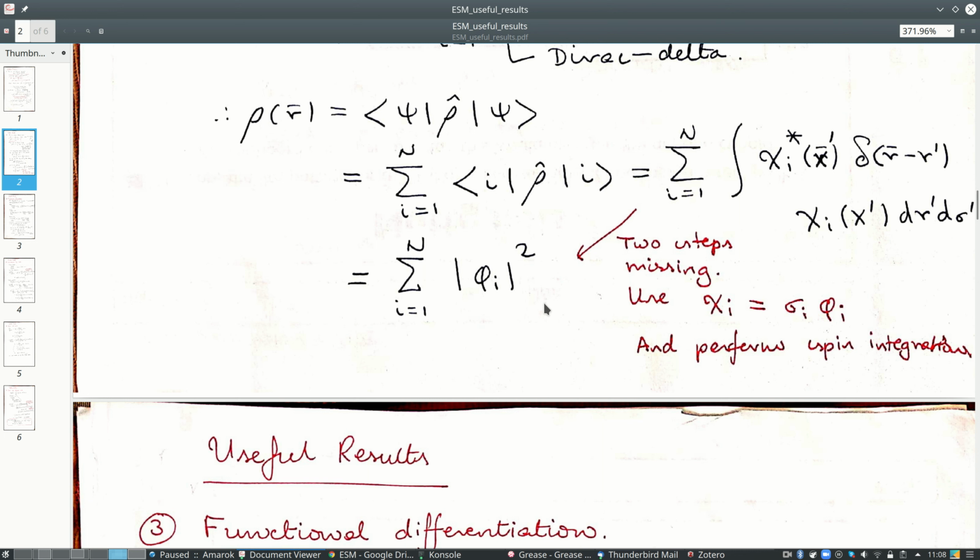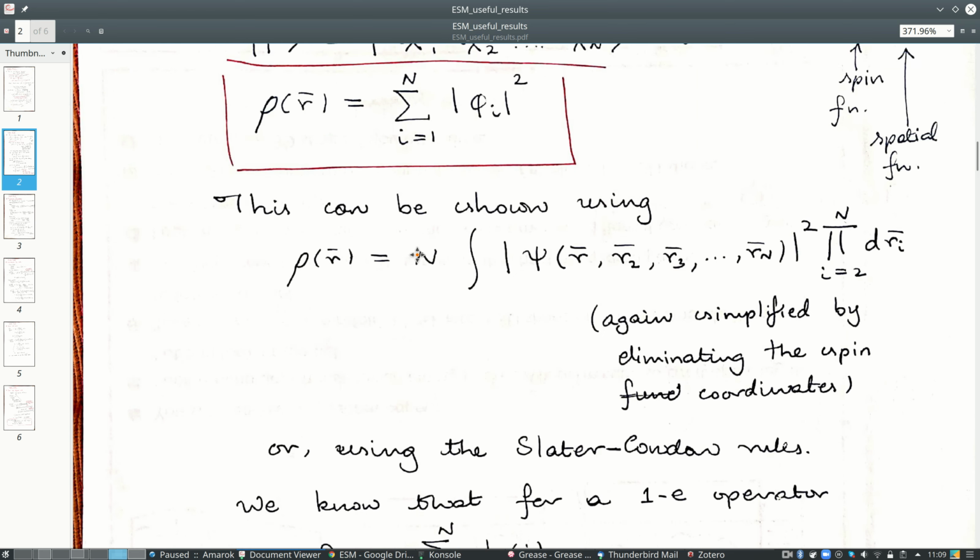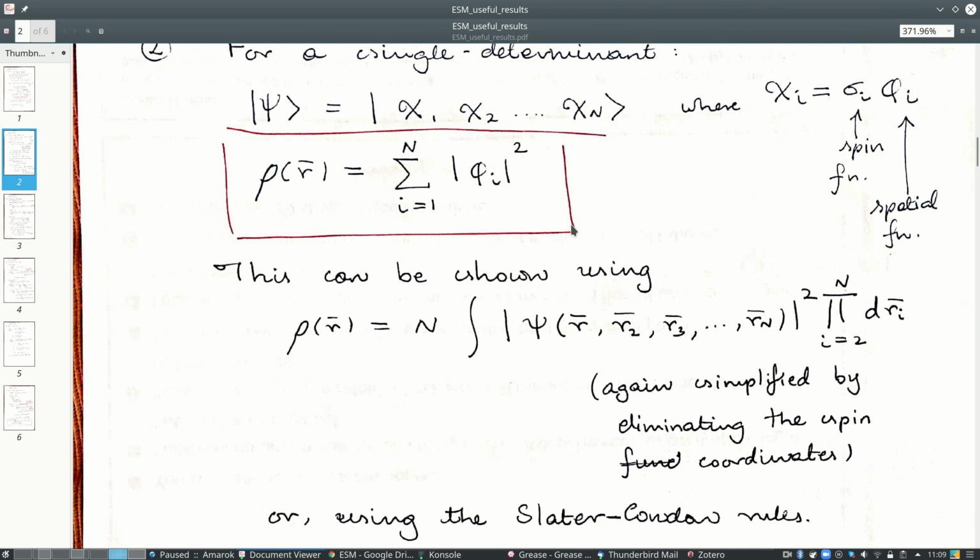Now I am going to skip a couple of steps. I want you to fill them in. The spin integral is trivial, isn't it? There's no spin dependence in the Dirac delta, and chi_i star and chi_i have the same spin functions in them. So when you integrate over spin d sigma prime, you will get a 1. That leaves you just with the integral over dR prime, and the Dirac delta just collapses that integral onto one point, R prime equal to R. So we end up with just phi_i of R squared summed over i from 1 to n. And that's the result we wanted to show. So this expression here for the density is quite general. It's valid for any single determinant wave function.